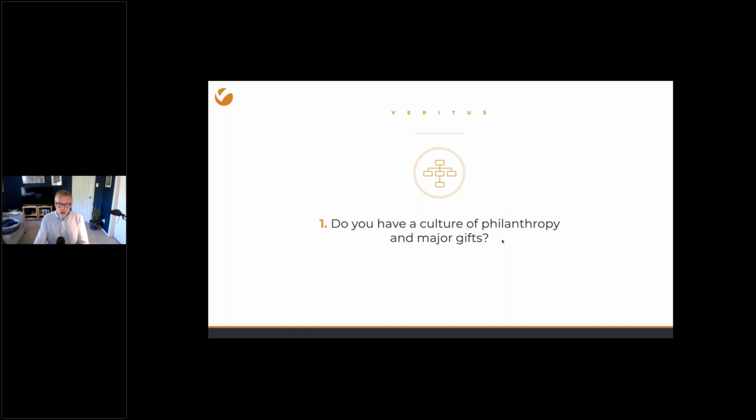Do you have a culture of philanthropy and major gifts in your organization? What I mean by that is, does everyone in your organization, from the CEO down to the person at the front desk that greets people when they come into your office, understand the role that donors play in your organization? Do they know that donors are as much a part of your mission as what you do every day to make the world a better place? Do they understand that donors are the fuel, part of that mission every day?